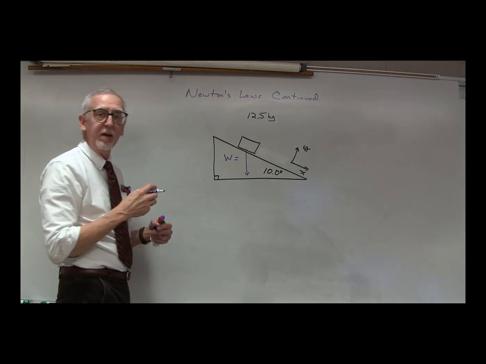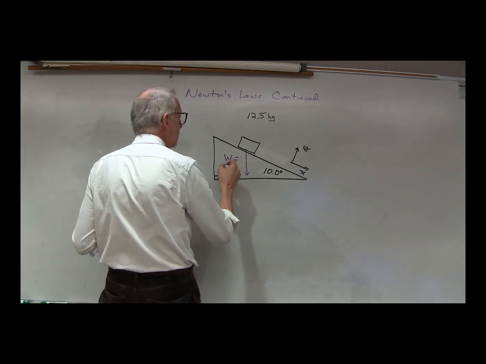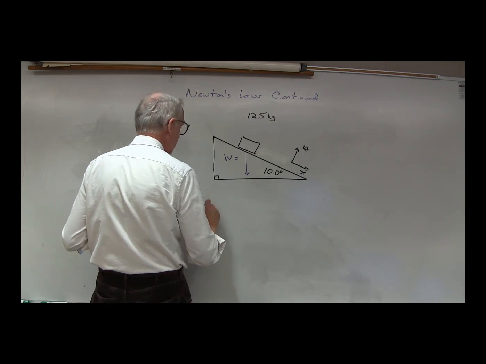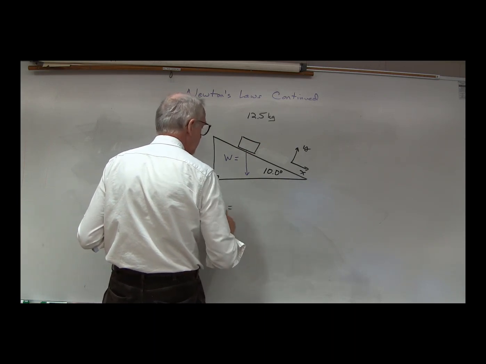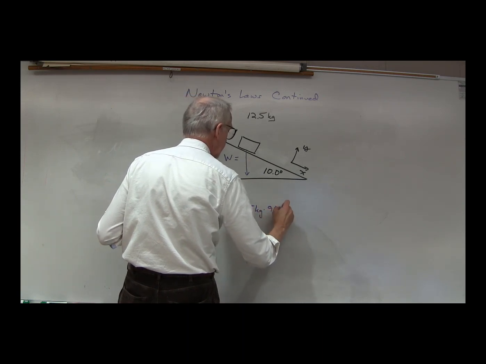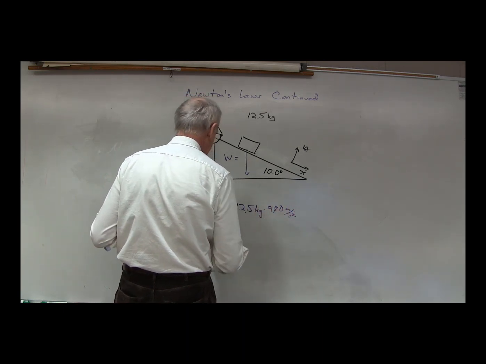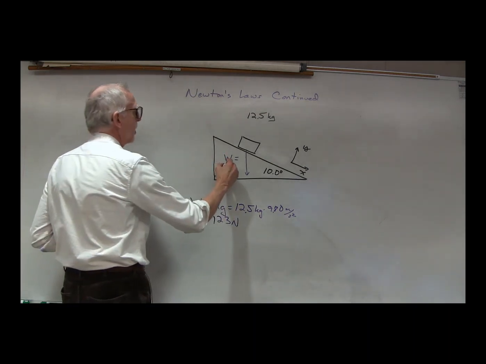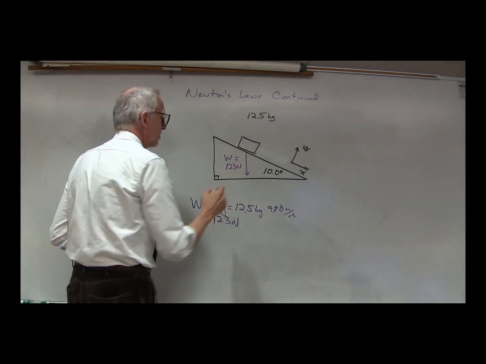And how big is the weight? We know the weight is always mg, which is 12.5 kilograms times 9.80 meters per second squared, 123 newtons. So our weight is 123 newtons.